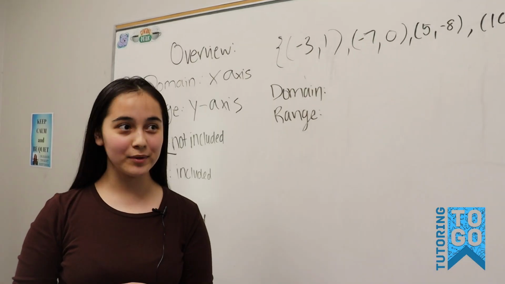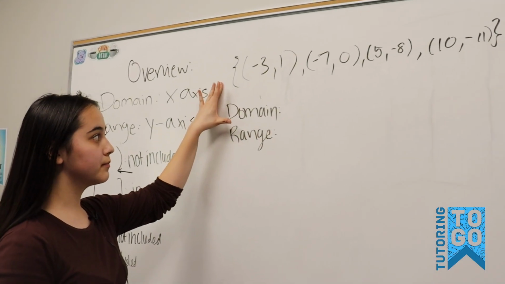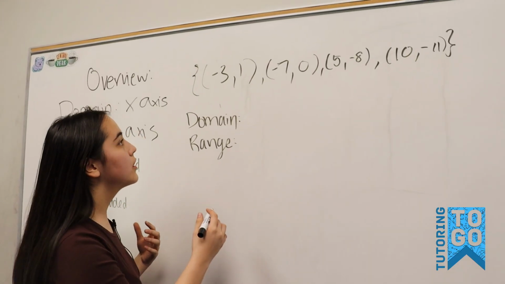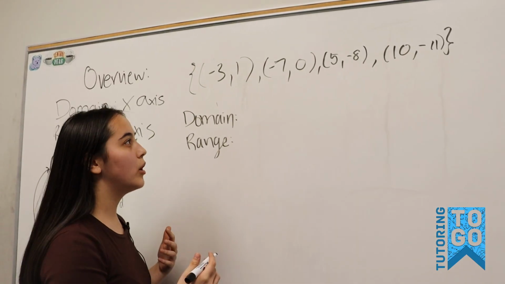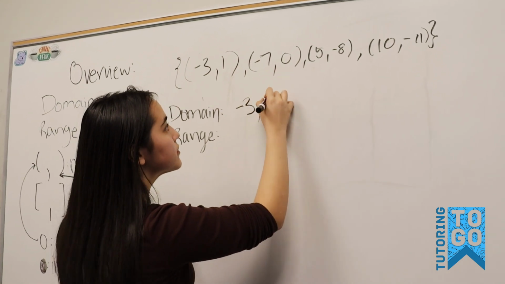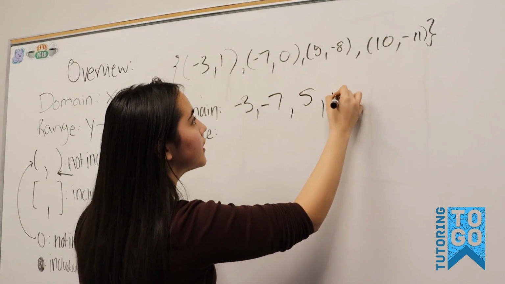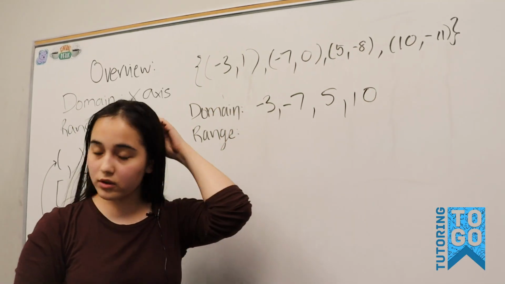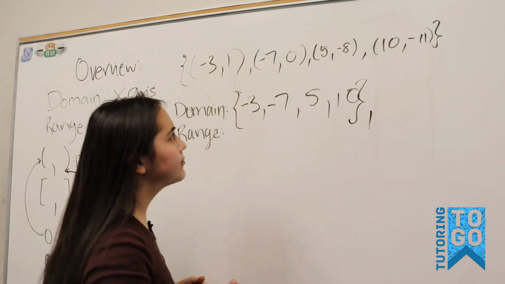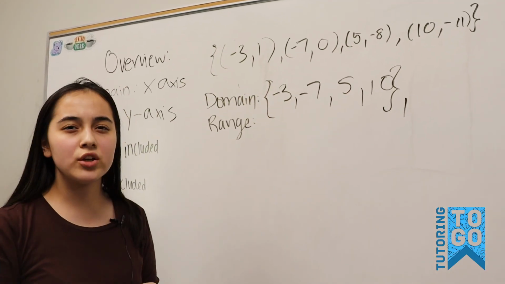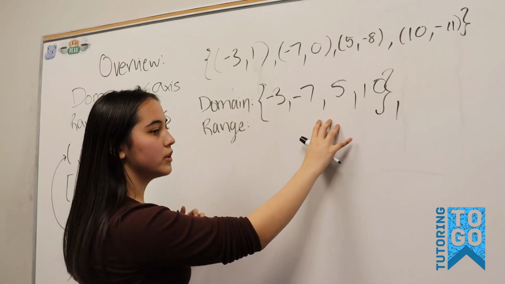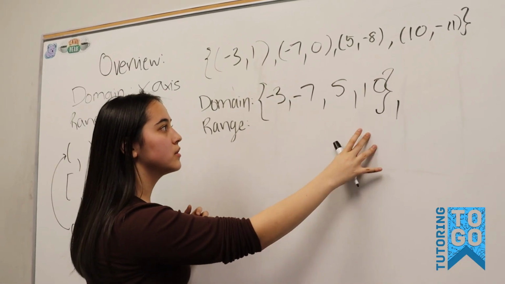Now for our last example, we're going to be using ordered pairs. Domain. Now let's look at all of these x values. For right now, let's just write them all up. This goes from -3, that's a -7, that's 5, and then that's 10. So for now, let me just put these. But domain and range goes from lowest to highest. And this right here is not ordered from lowest to highest.